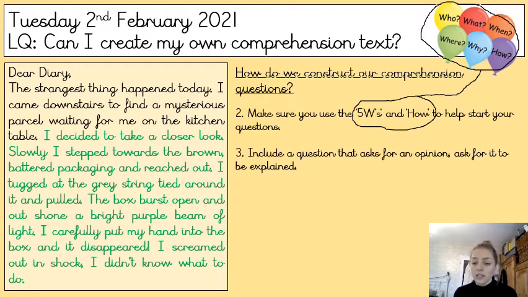So if that's what you need to do, if you're stuck for a question, ask the reader what they think and what they feel, because then they're putting themselves in the author's shoes and the character's shoes, and they're having a go at thinking and feeling like the character. Okay, so that would be a really good one to have a go at writing.